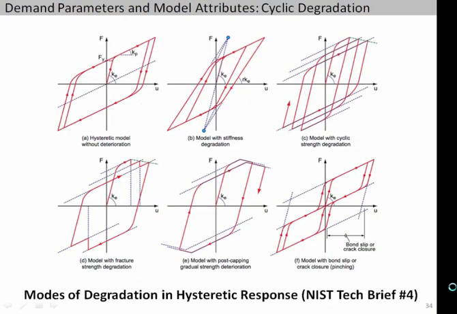So this is from the NIST tech brief. I won't go through all these plots, but it tries to categorize the different types of degradation. The one thing that's important to be aware of is that if you are doing an analysis where you're going to deform something past this peak where it starts to get a negative slope, make sure that your analysis can, number one, pick up that negative slope, and then understand whether your analysis can degrade that backbone curve due to cyclic loading or not.